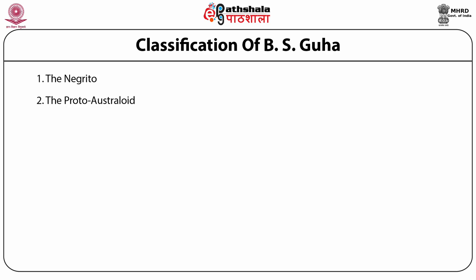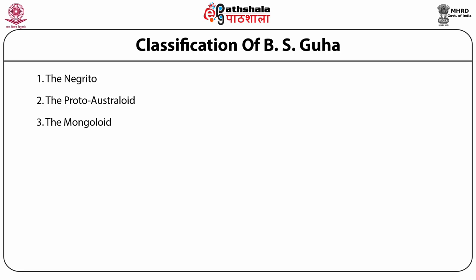They have marked differences from the Negrito, having wavy hair instead of the frizzy or woolly hair of the latter. This element is found among the Pulayan women of Travancore, Urali of Travancore, Baiga of Rewa, etc.